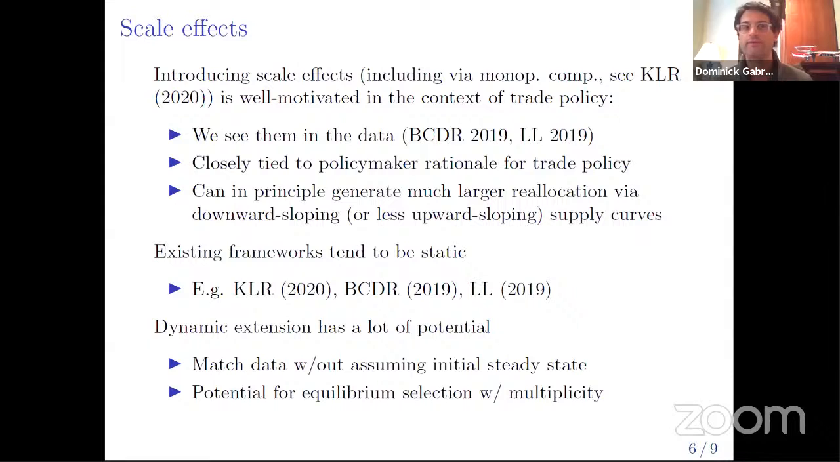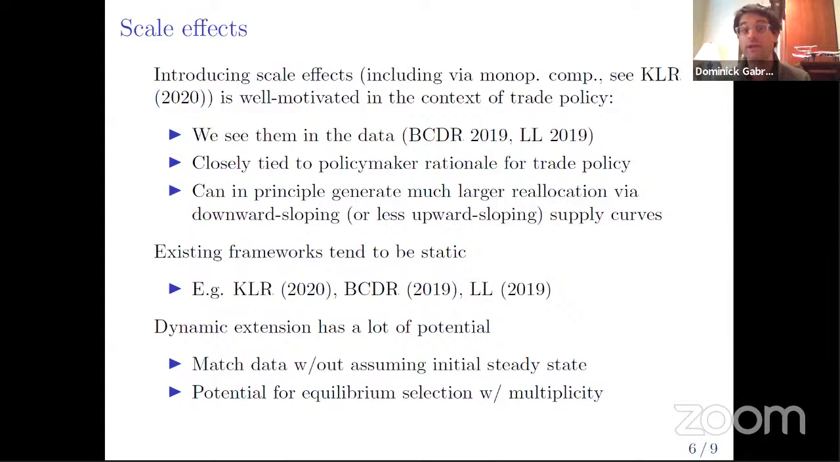So this paper features scale effects via monopolistic competition, which has some isomorphisms to a model with, say, some form of Marshallian externalities. And I think this is a good idea. I think these are well motivated in the context of trade policy. For one, we see them in the data. Some recent work shows. Two, they're closely tied to the types of rationales that policymakers talk about when they talk about why they want to do trade policy and protection.